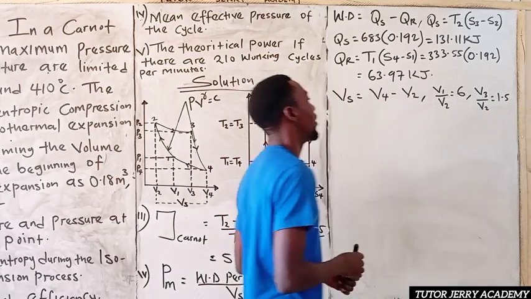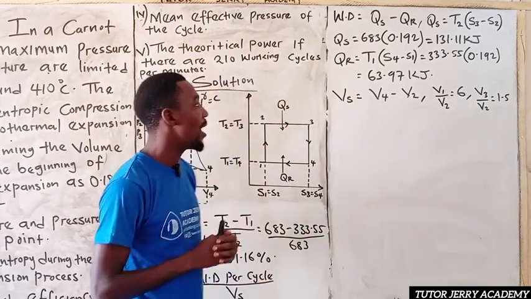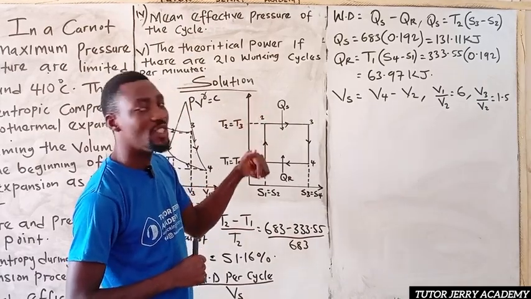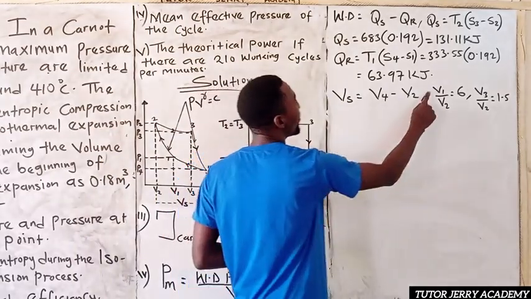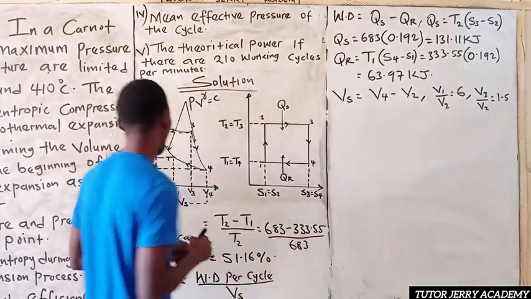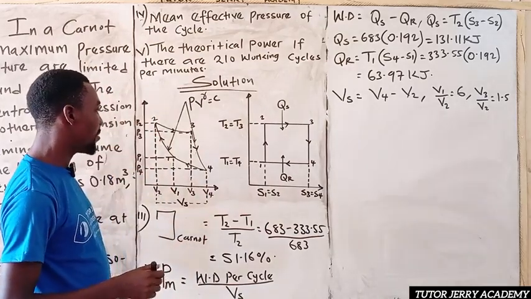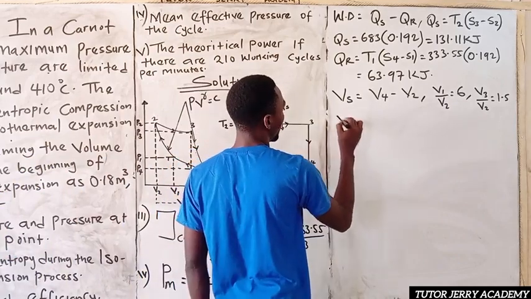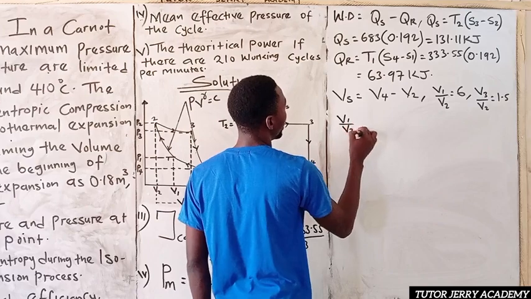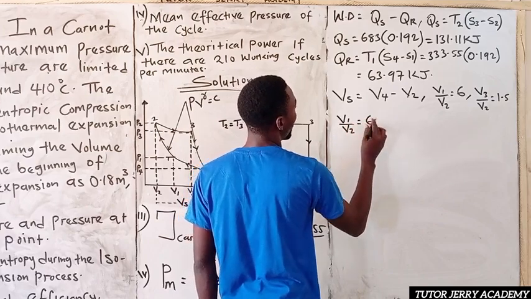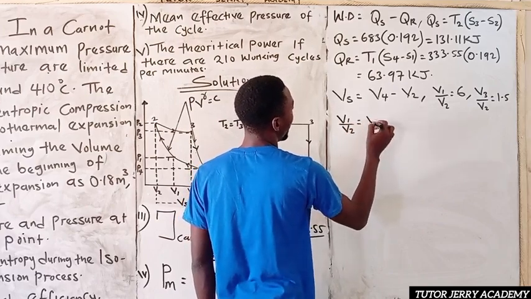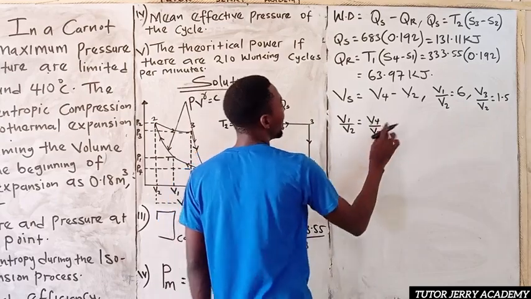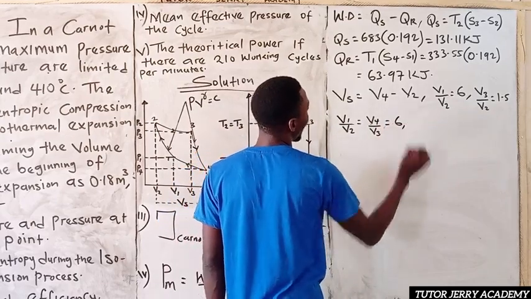Now, you are going to note something here that we said the other time too. We said our V1 all over V2 is the same thing as V4 all over V3. So V1 all over V2 is equals to V4 all over V3. And we said everything now will be equals to 6, right? All right.